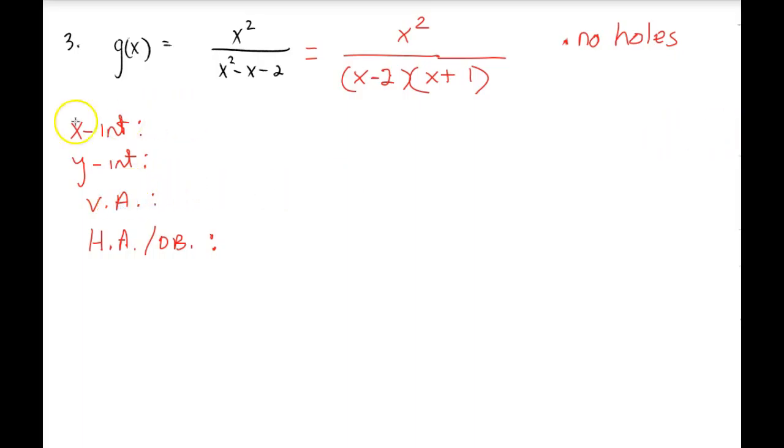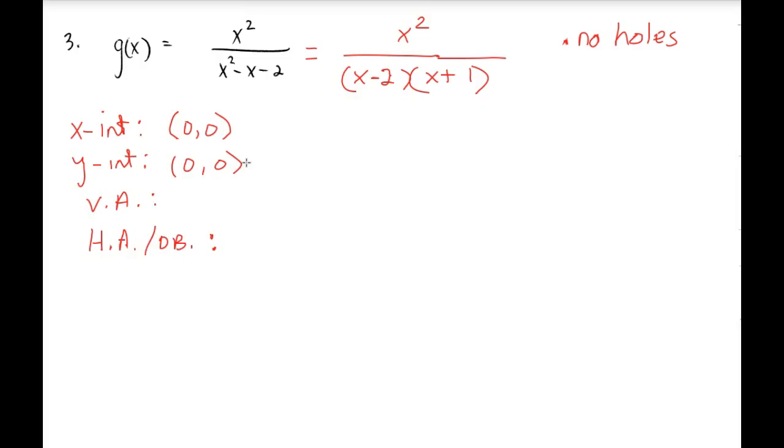All right, so the x-intercept is found by looking at the zeros of the numerator. If we plug in 0 for x, 0 squared would be 0. So that means the point for our x-intercept would be the origin, the point 0, 0. By definition, if your x-intercept is the origin, then your y-intercept must be the same thing.